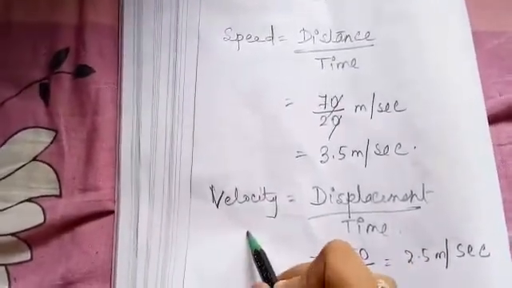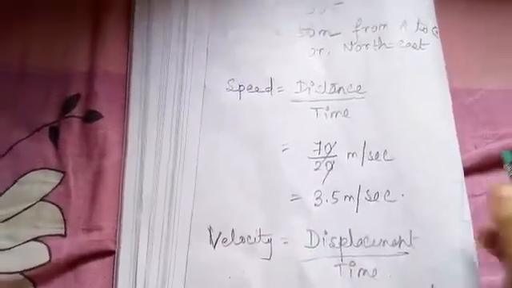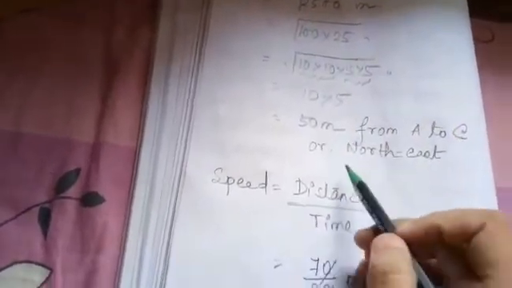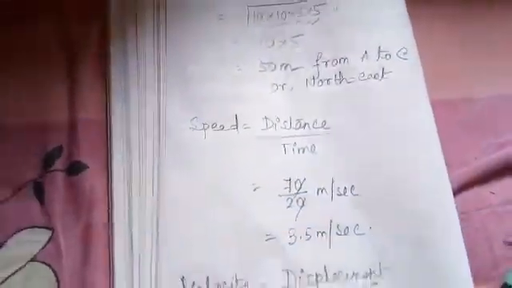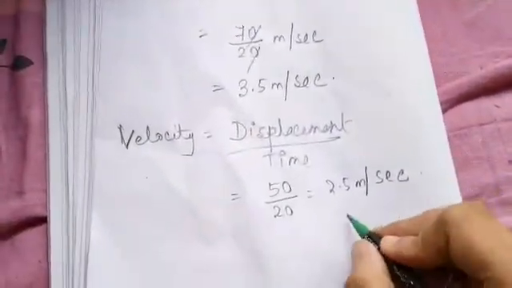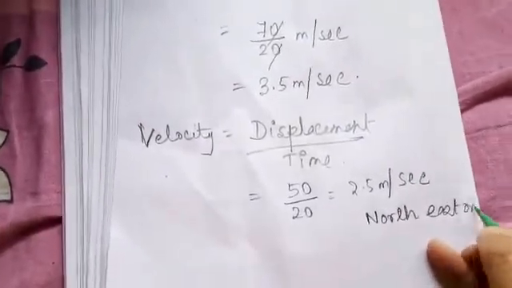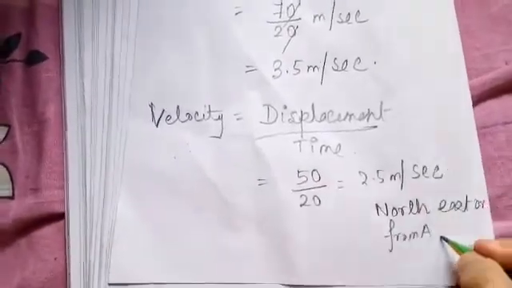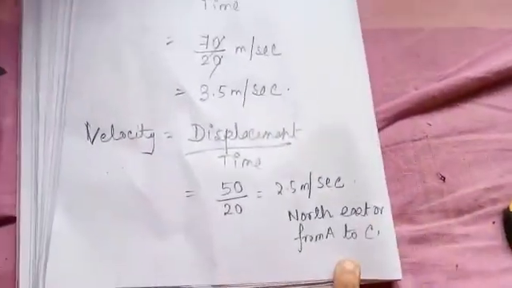And where is the direction of the velocity? Direction of the velocity is same as the displacement. That's because it is displacement by time, and time has no direction. That means displacement has the direction and velocity has the same direction also. So it is 2.5 meter per second northeast, or from A to C. From A to C.